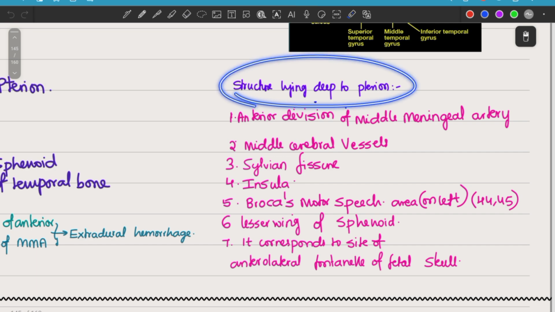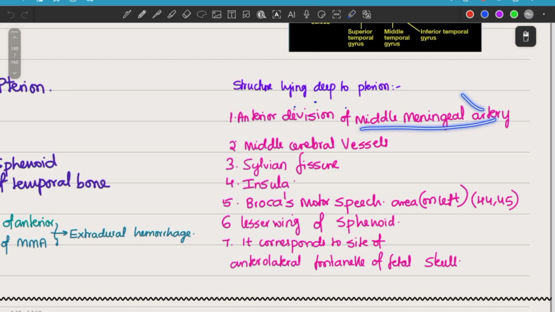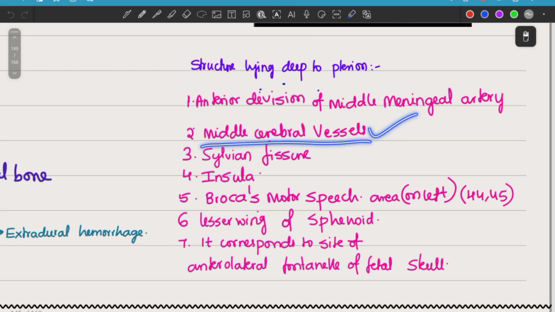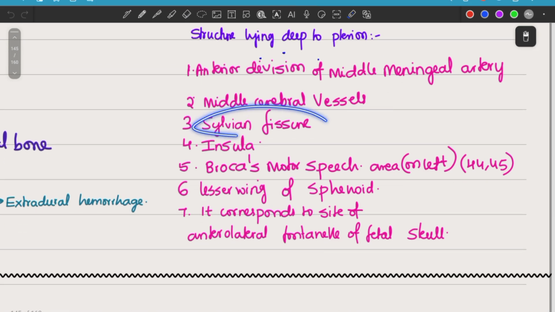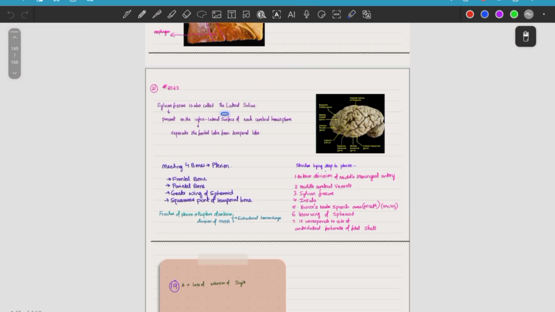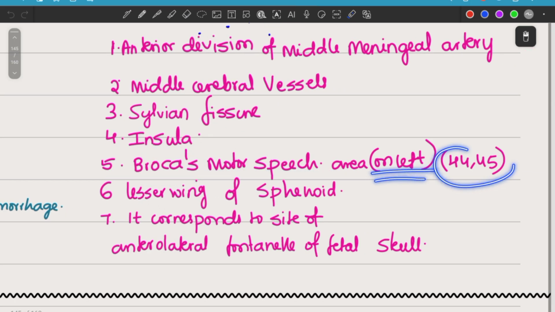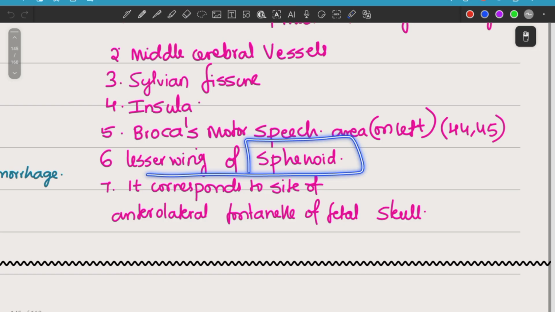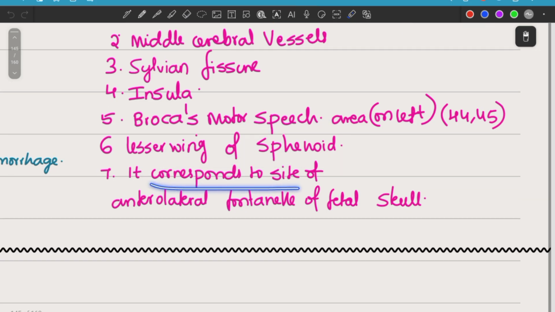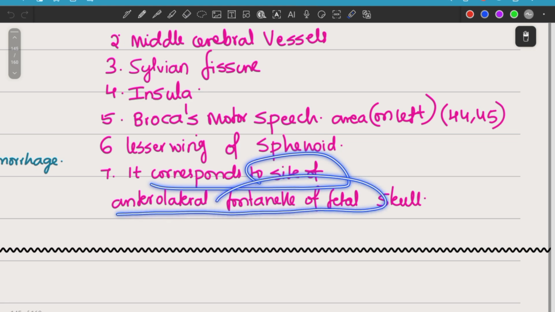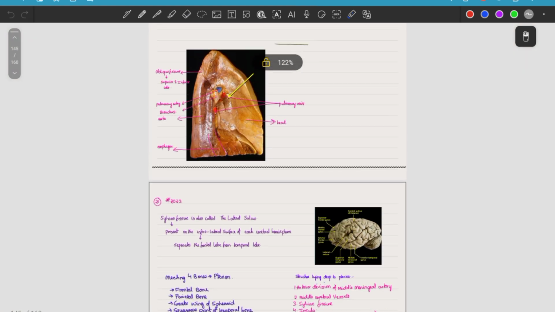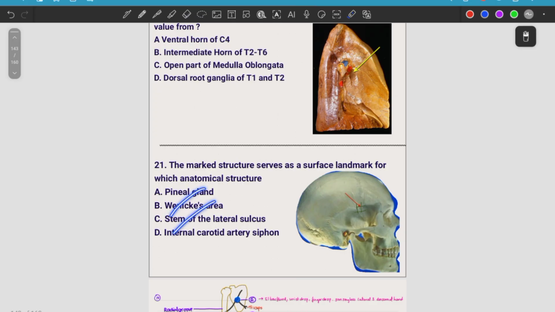What are the structures lying deep to pterion? Anterior division of middle meningeal artery. Sometimes they will give accessory division of middle meningeal artery, that is wrong. Middle cerebral vessels, Sylvian fissure, which is also called lateral sulcus, insula, Broca's motor speech area on the left side, that is 44-45. Lesser wing of sphenoid, this is the bone which is underlying the pterion. It corresponds to the site of the anterolateral fontanelle in the fetal skull. Yes. So this is an easy question.